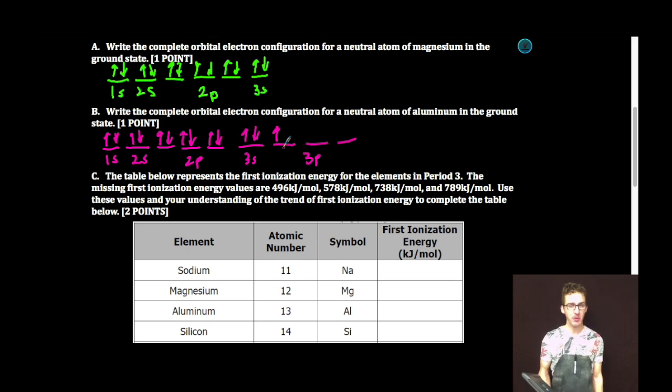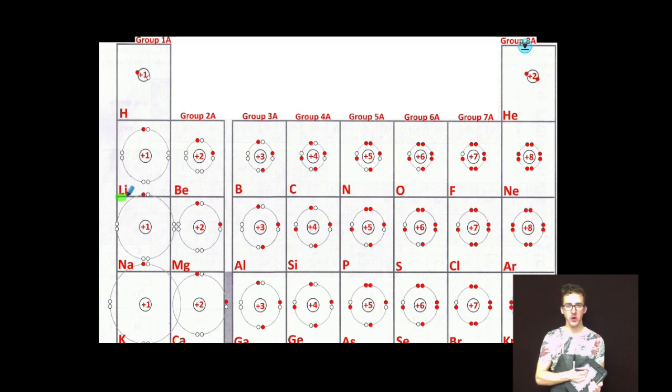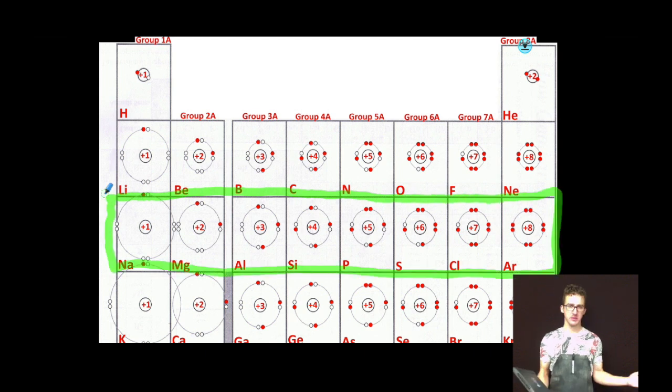It says the table below represents the first ionization energy for the elements in period 3. The missing first ionization energy values are 496 kilojoules per mole, 578 kilojoules per mole, 738 kilojoules per mole, and 789 kilojoules per mole. Use these values and your understanding of the trend of first ionization energy to complete the table below.